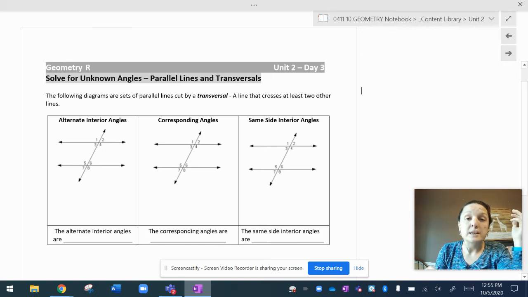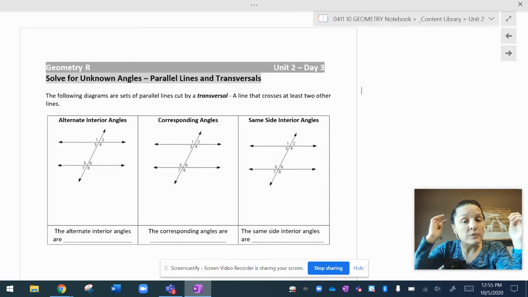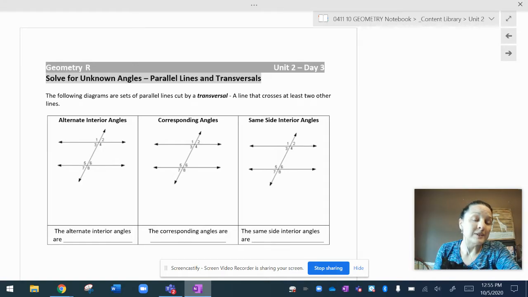Geometry kids. Today we're going to do a quick lesson on parallel lines and transversals. If you've already done a Desmos assignment, it went through things there, so that is what the order things should have gone in. If you have any questions, make sure you send me a message.